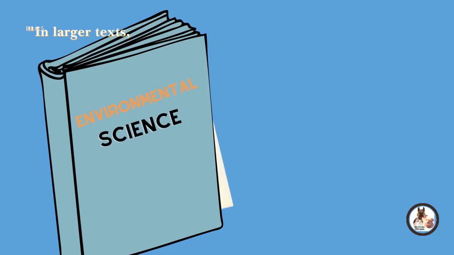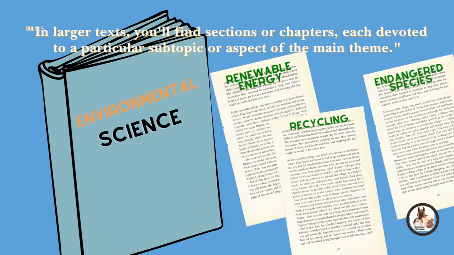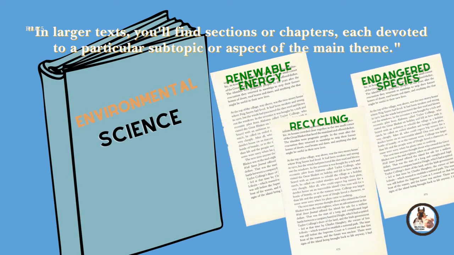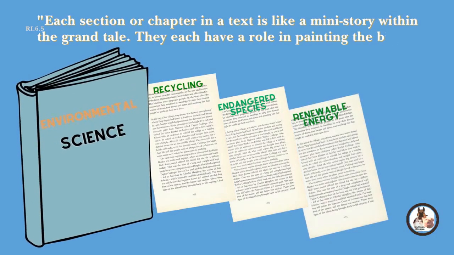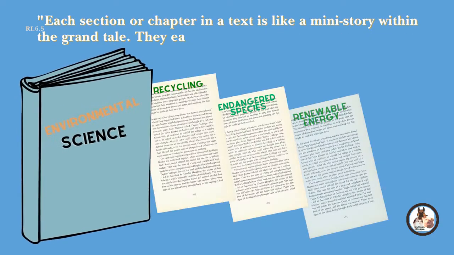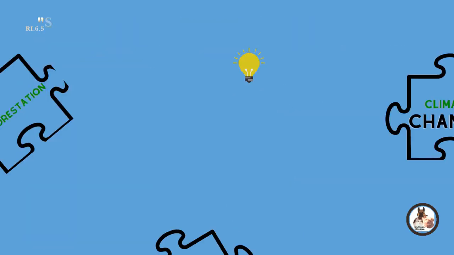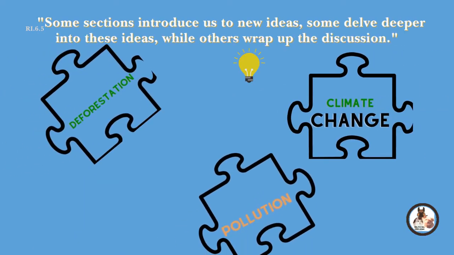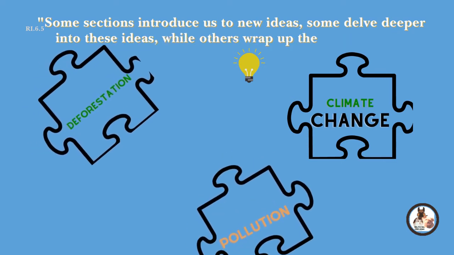In larger texts, you'll find sections or chapters, each devoted to a particular subtopic or aspect of the main theme. Each section or chapter in a text is like a mini story within the grand tale. They each have a role in painting the bigger picture. Some sections introduce us to new ideas. Some delve deeper into those ideas, while others wrap up the discussion.